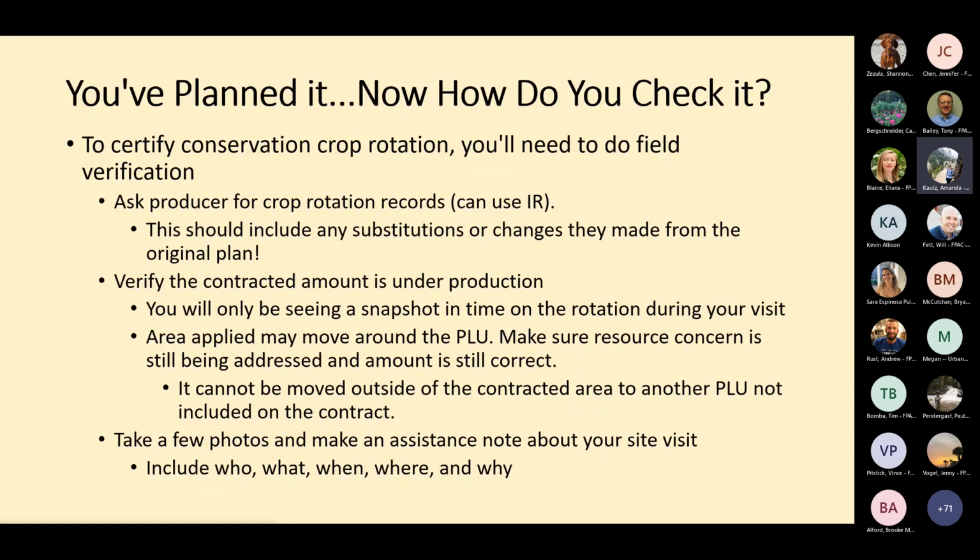You're going to verify the contracted amount is under production, and you're going to take a few pictures and make an assistance note. So you need to include who, what, when, where, why, just like we do on all of them. And it's especially important to keep track of that because assistance notes are going to be your friend, because you're basically getting a snapshot in time when you do this. If they have multiple crops per year, your assistance notes plus your IR are going to be your documentation, because obviously you're probably not going to see every crop that they have out there.